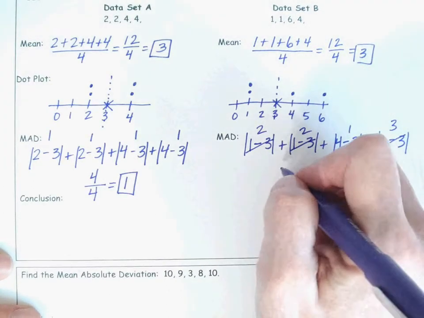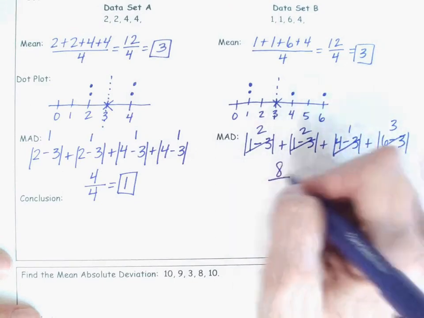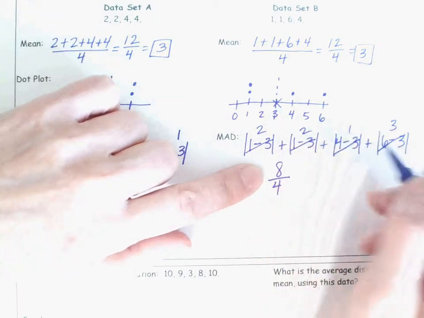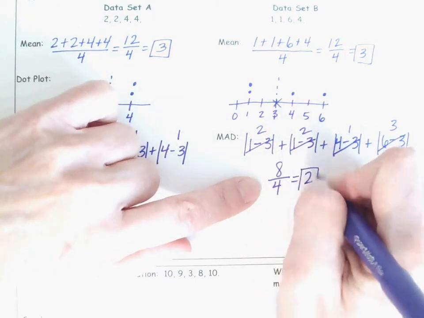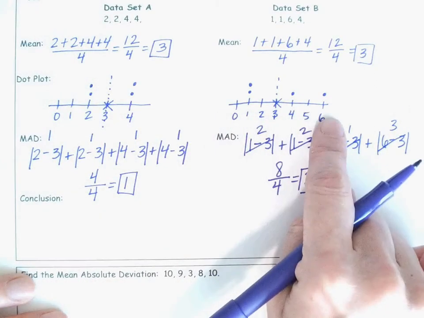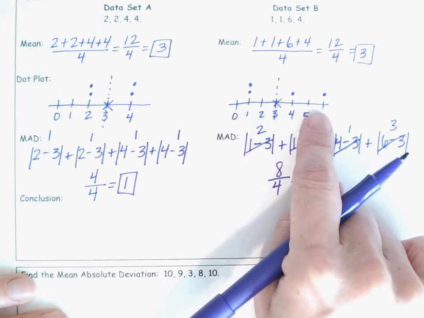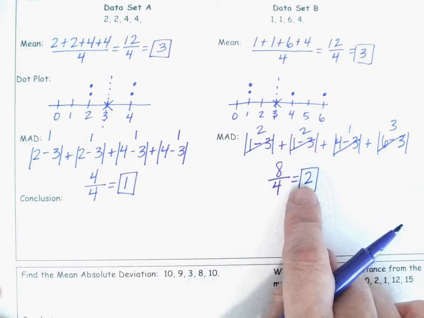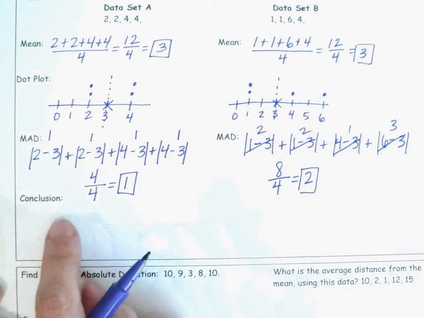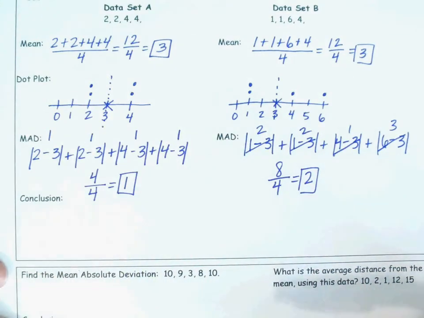Again, we're going to add this up. It gives us 8. We divide by how many elements there are, so we're finding its average, the average of the distance away from the mean, and we get 2. So what this is telling us is that each of our data points on data set B is about 2 away from the mean. Okay, it's a greater mean absolute deviation, so it is more spread out, which we can see, and it has greater variability. So the conclusion, we're going to just write down what I just said.